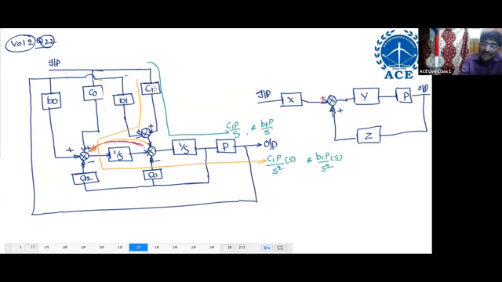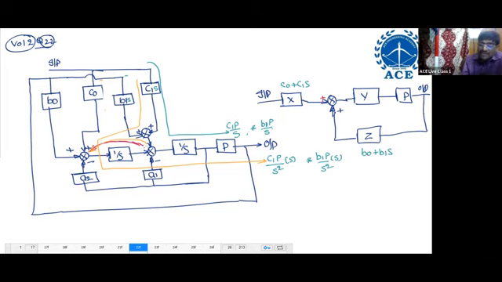So now B0 and B1 both are parallel, because all are connected to the summing point. B1S is also connected to the summing point, and C1 of S is also connected to the summing point. So B0, B1 parallel; C0, C1 parallel. And this will become C0 plus C1S. This will become B0 plus B1S.